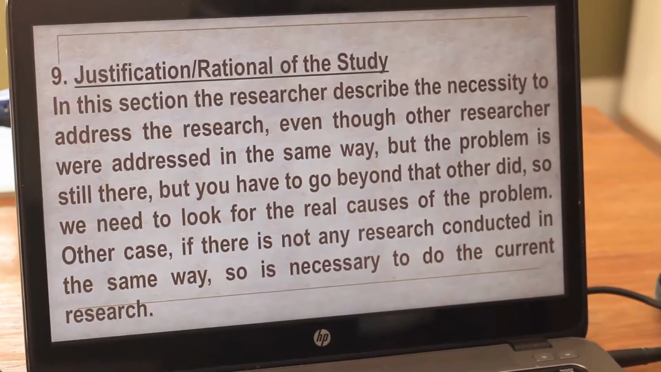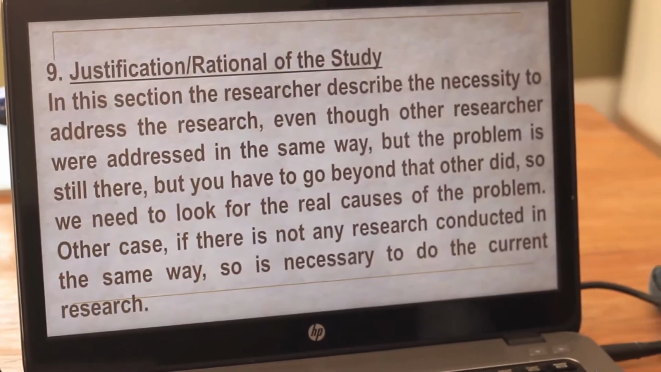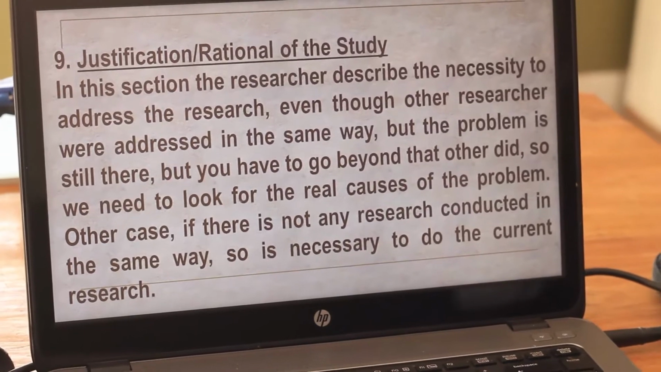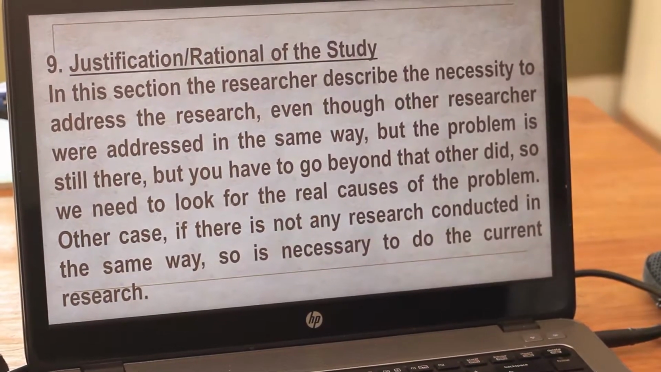That step is followed by step number 9, and we are still under chapter 1, introduction: justification or rationale of the study. In this section, you as a researcher are trying to describe the necessity to address the research, even though other researchers addressed it in the same way. But the problem is still there. You have to go beyond what others did. So we need to look for the real causes of the problem.